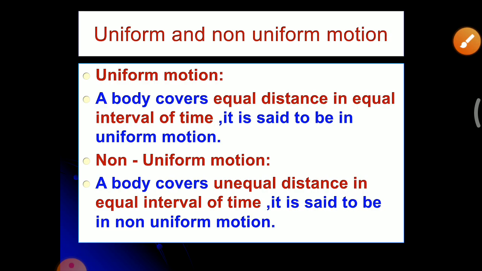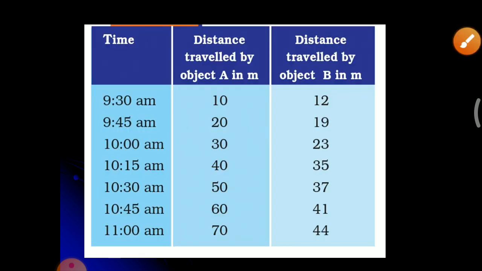And the next one, what is meant by uniform and non-uniform motion? If a body covers equal distance in equal intervals of time, then it is said to be in uniform motion. If a body covers unequal distance in equal intervals of time, then the body is said to be in non-uniform motion. I will explain, listen.